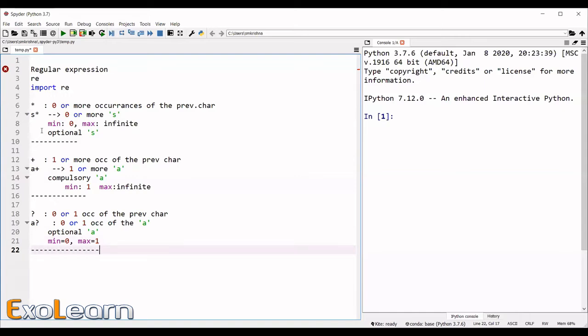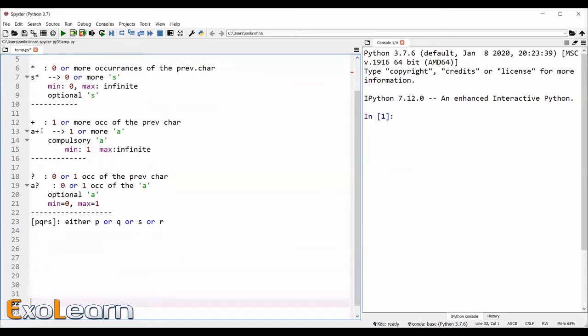Then the next symbol we are using is square bracket. Whatever characters we have listed in the square bracket, the presence of any one of the characters is sufficient. So for example, inside the square brackets I am writing PQRS. It means either P or Q or R or S is expected in the input. That's it. No matter how many characters we write inside the square bracket, only one of them is expected. We don't need more.